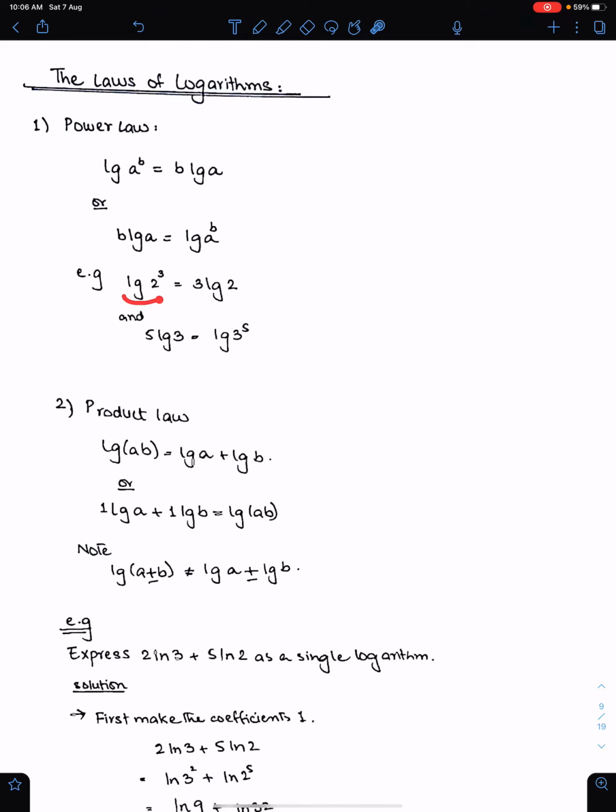So log 2 cube can be written as 3 log 2. You can bring this 3 here. And you can bring this 5 here: log 3 to the power 5.